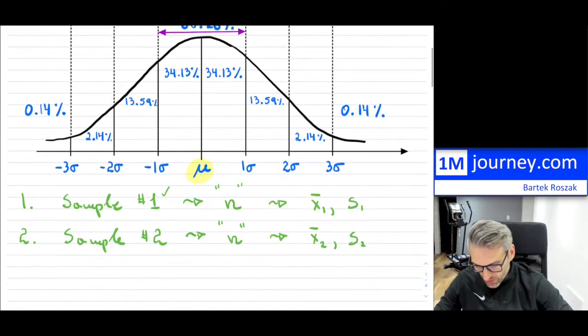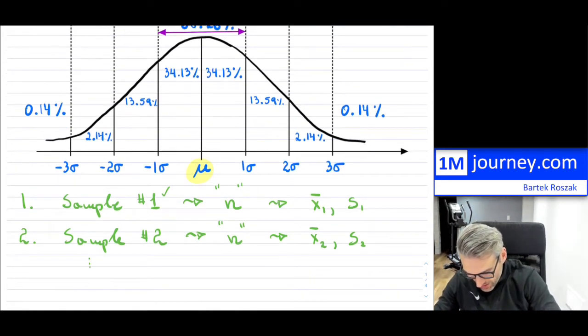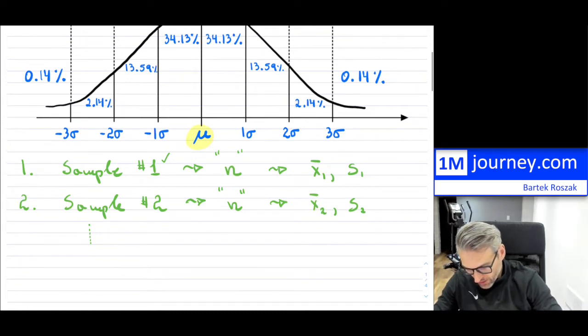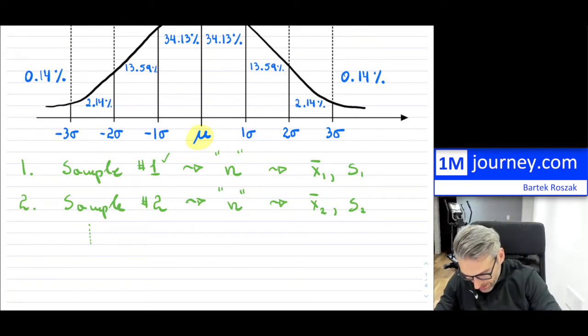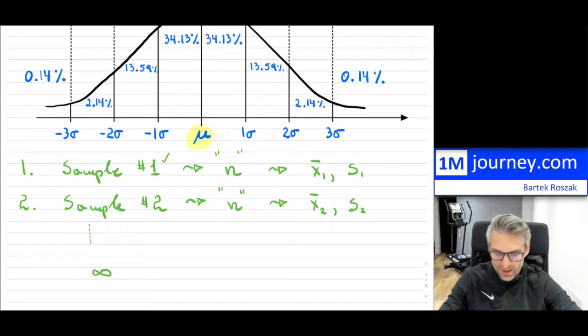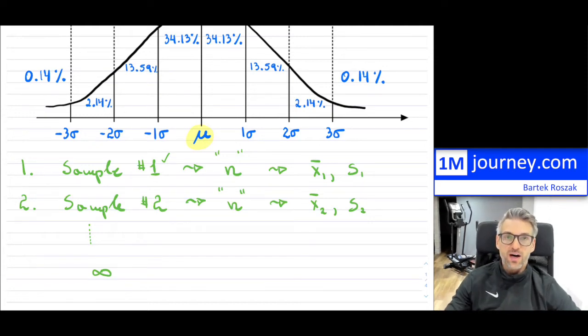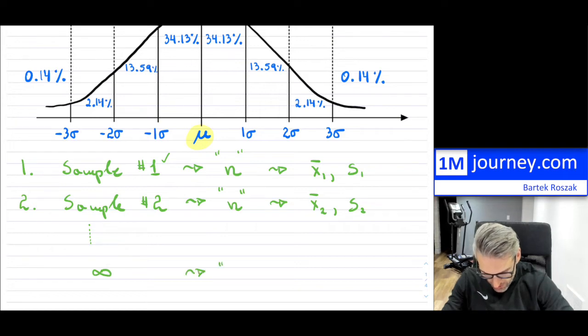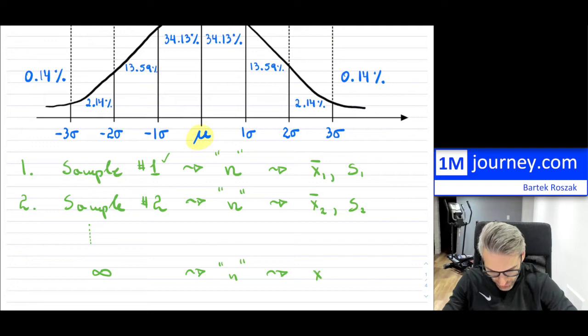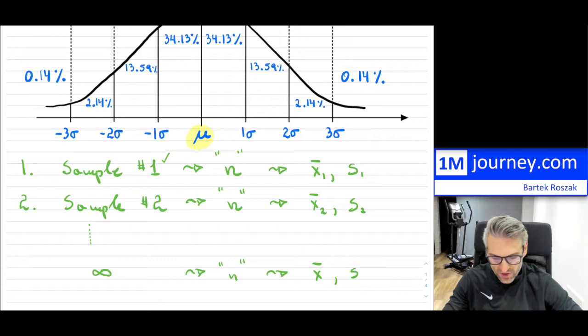And you can continue this as many times as you like, say sample number 3, sample number 4, number 5, and you go on like this. Of course, you're not going to do it an infinite number of times, but let's assume that you did. Then you would still continue to be sampling at n, and you're going to get some x bar and some standard deviation. All of these would have been different.